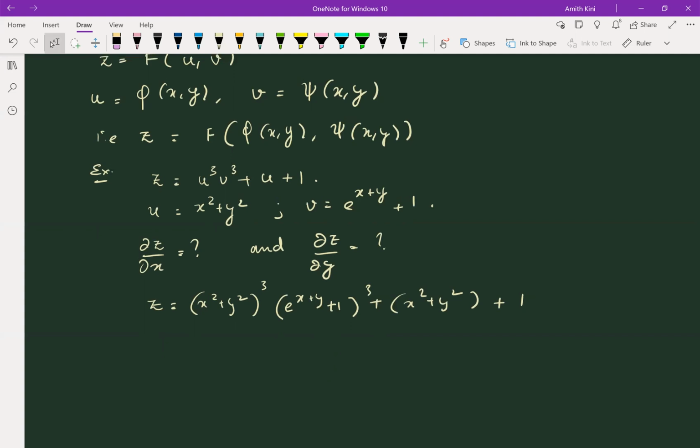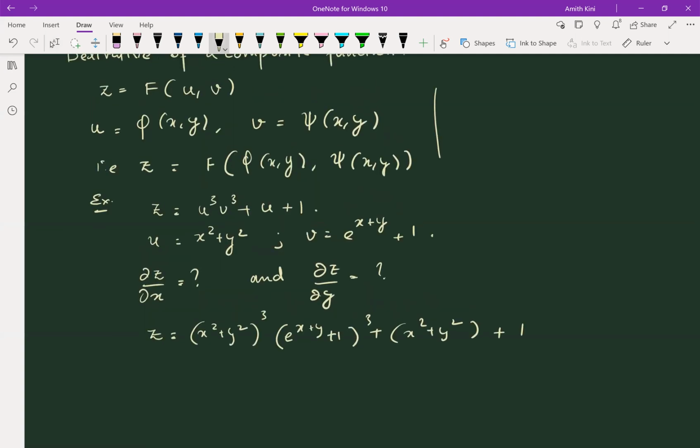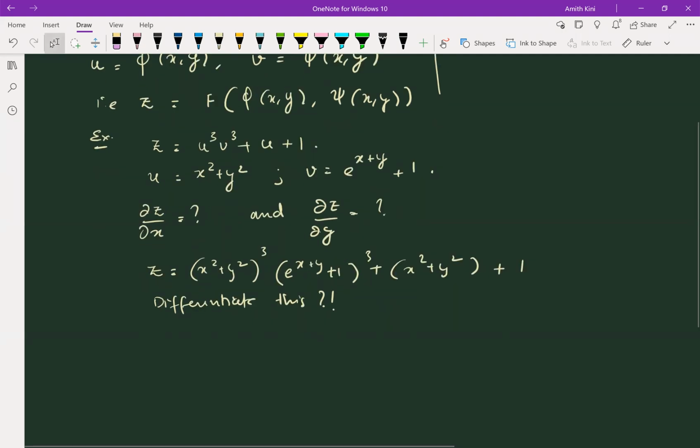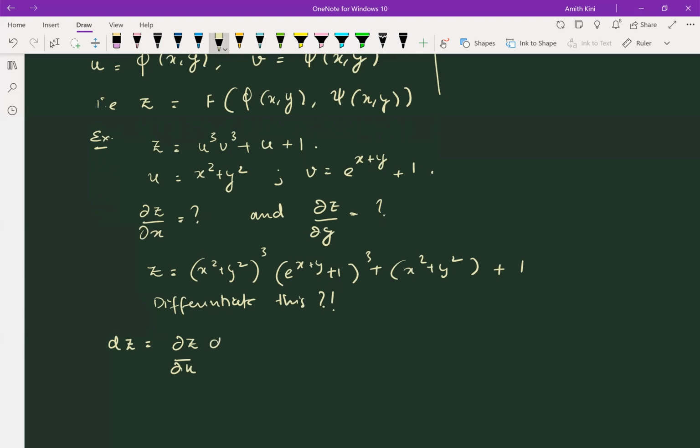So is there something else we could do in a case like this? Well, we could look at an alternate way of looking at it. We could write an expression for the differential of z in terms of u and v first. So let's see what we get. dz is del z by del u du plus del z by del v dv.